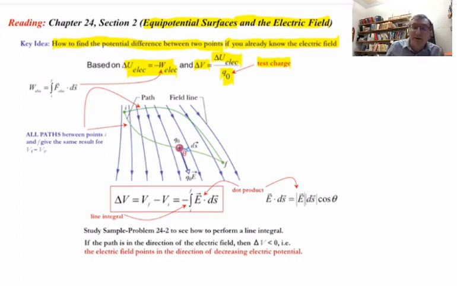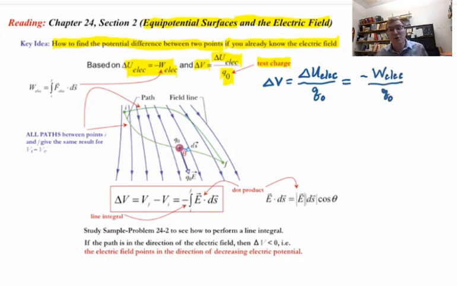So let me start over here to the side and take this idea that the potential difference between 2 points is equal to the change in electric potential energy per unit charge when a charge moves between those points, and that the change in the electric potential energy is the negative of the work done by the electric force on the charge Q0.